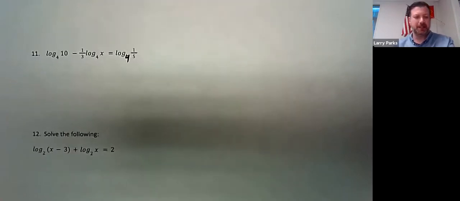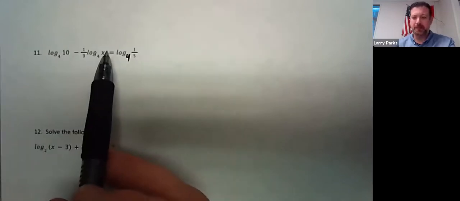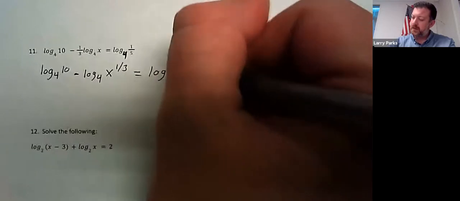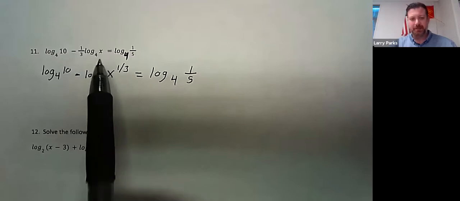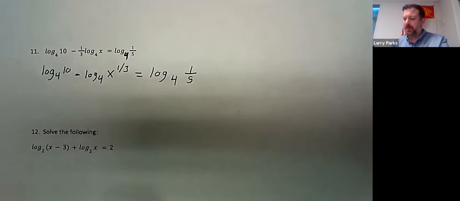So the way I would go about this is first I'd pull the 1/3 up as the exponent. Remember, property of a log, you could always pull that up. Also a property is if you have minus, minus is the same thing as division.